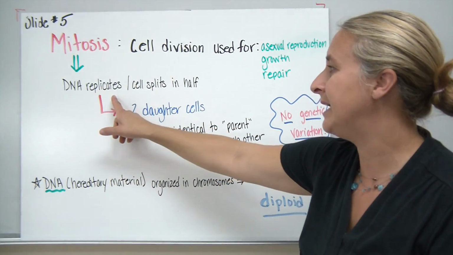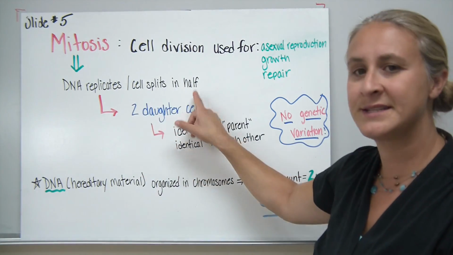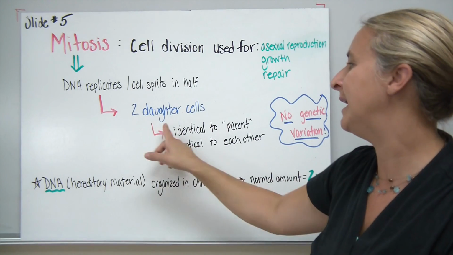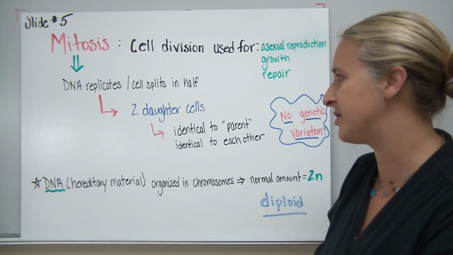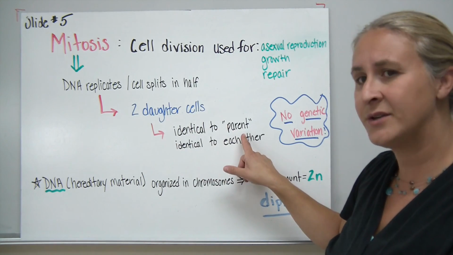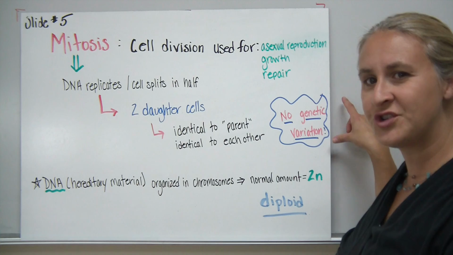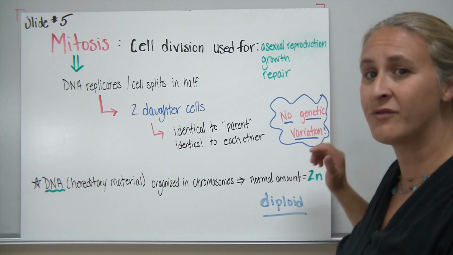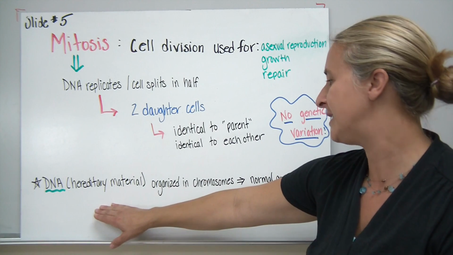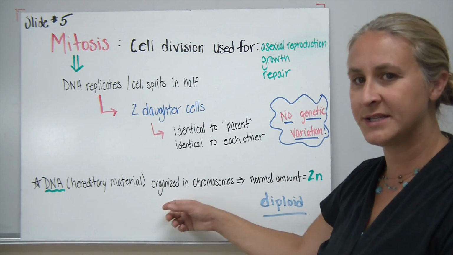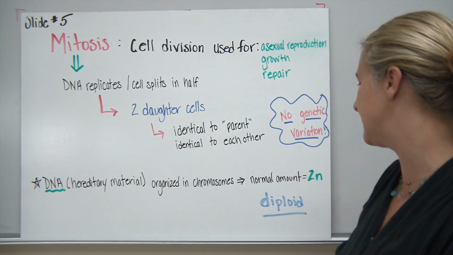During mitosis, DNA is going to replicate or make a copy of itself, and the cell would split in half. In the end, we end up with two daughter cells, just like we saw with binary fission. They are identical to the parent and identical to each other. Remember, again, we have no genetic variation. Remember, we have no variety, no differences. Remember that DNA is our hereditary material, and it's organized into chromosomes. We're going to see this later on when we look at the steps of mitosis.